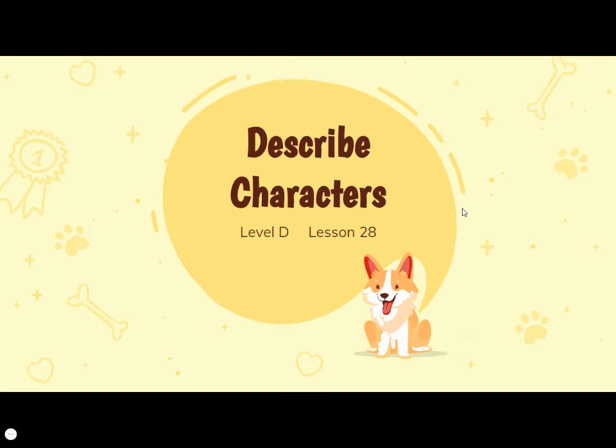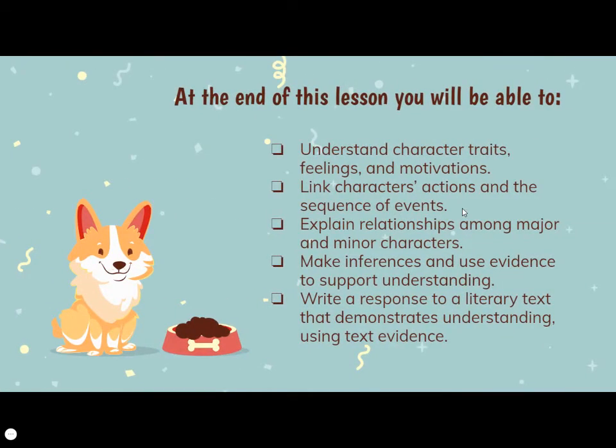Describe characters, Level D, Lesson 28. At the end of this lesson, you will be able to understand character traits, feelings, and motivations, link characters' actions and the sequence of events, explain relationships among major and minor characters, make inferences and use evidence to support understanding, write a response to a literary text that demonstrates understanding using text evidence.